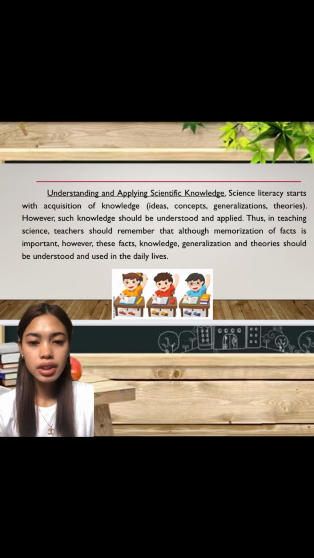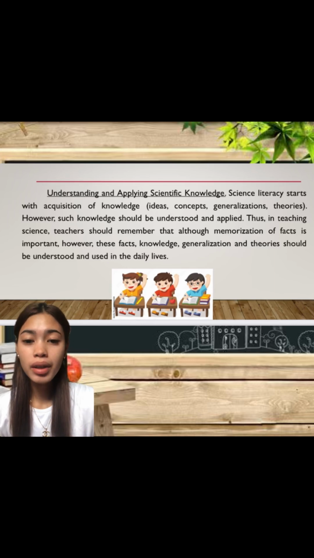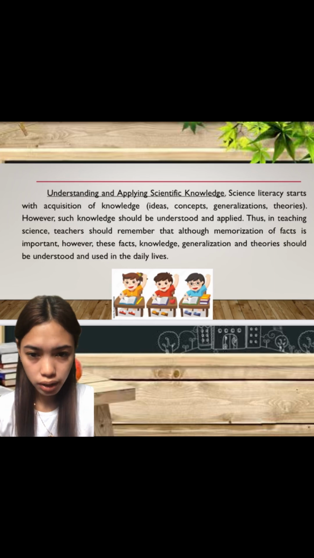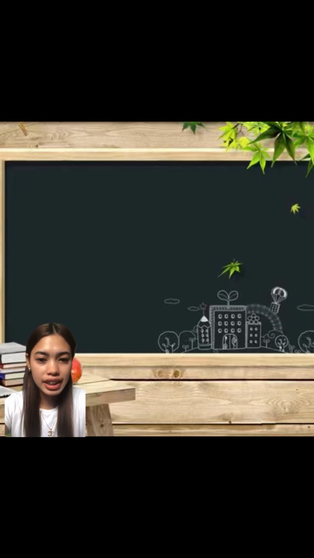For example, the teacher teaches the students that plants need water, and then students learn that plants need water to grow. And then they understand that without water, plants will dry and die. And then they will apply it in a real life situation, so the students water the plants every day at home or in school. That was the first intervening skill.